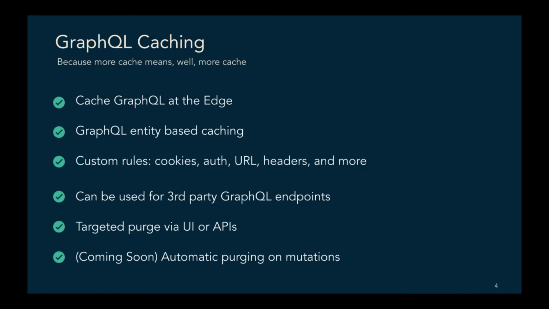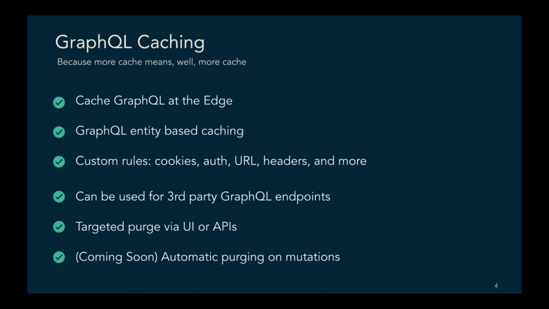Layer0 can also be used for third-party GraphQL endpoints. Today I'm demonstrating using GraphQL in a serverless environment, but the same functionality is available if your GraphQL API is hosted elsewhere. Cache clearing can be done within our UI or our API, and coming soon we will have support for purging the cache on mutations. So for example, when a mutation is made to update product information, the cache for that will automatically be purged and fresh for future requests.